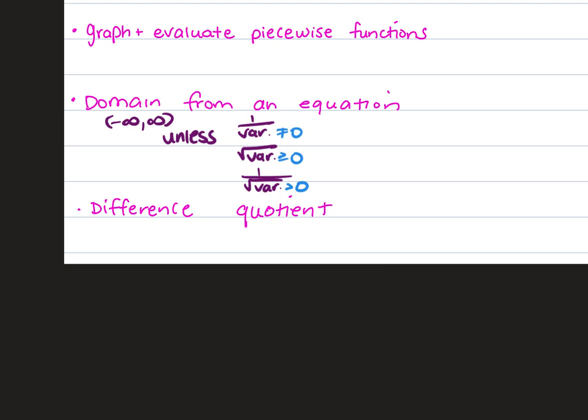And then the difference quotient was also in this section. f of x plus h minus f of x, all over h. If you've done it a bunch of times, you could do that in less than a minute. If you get your time down, that is where you could save some serious time.